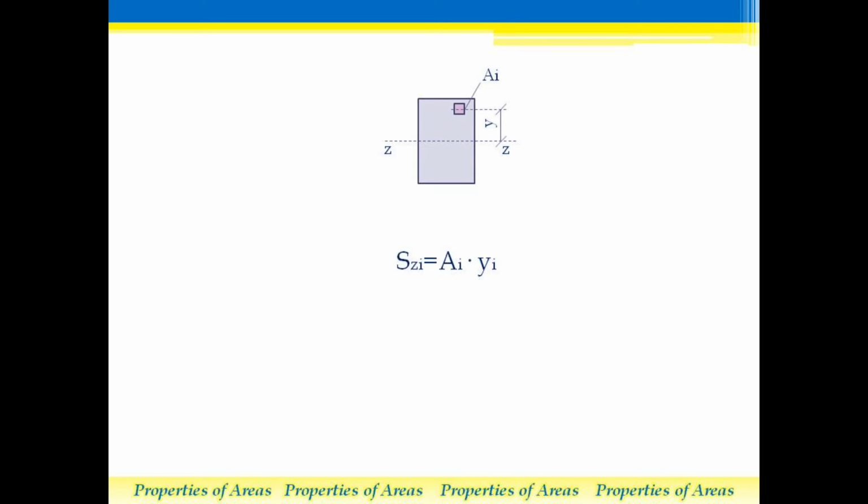Static moment is the product of a quantity and the distance from that quantity to a given point or axis. Take a small area A within the cross-section at a distance y from the z-centroidal axis of the beam. The first moment of this area is the static moment. The second moment of this area is the moment of inertia.